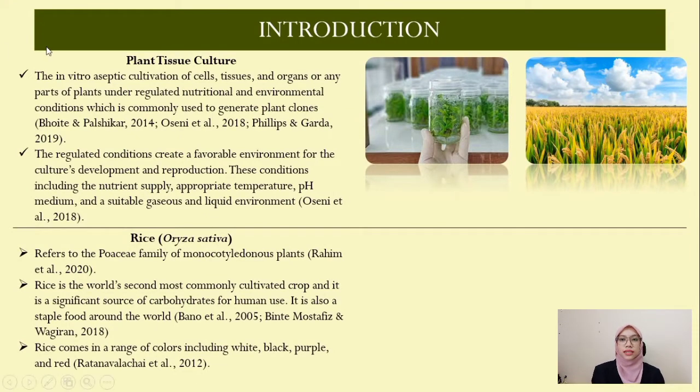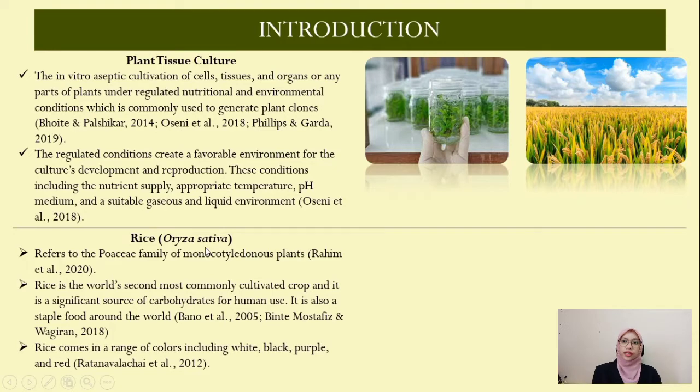Plant tissue culture is the in vitro aseptic cultivation of cells, tissues, and organs or any parts of plants under regulated nutritional and environmental conditions, which is commonly used to generate plant clones. The regulated conditions create a favorable environment for the culture's development and reproduction. These conditions include the nutrient supply, appropriate temperature, pH of the medium, and a suitable gaseous and liquid environment.